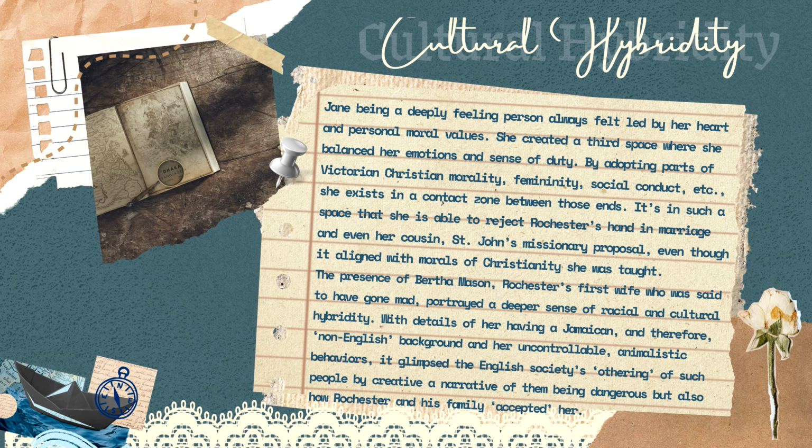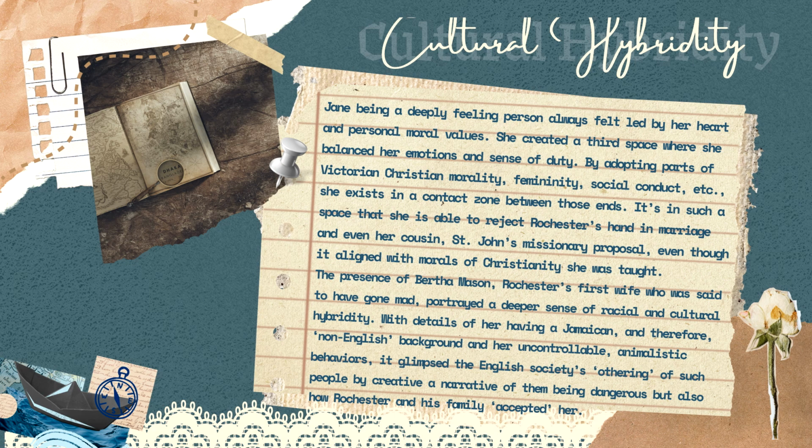It is in such a space that she is able to gather the courage to reject Rochester's hand in marriage after discovering a dreadful truth, and to reject her cousin St. John's missionary proposal, even though it aligned with the morals of Christianity that she was taught.